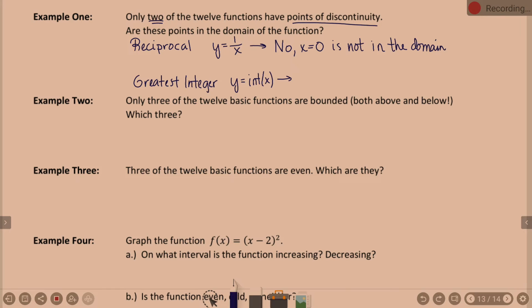So I'm going to say discontinuous at every integer value, and those values are a part of the domain.